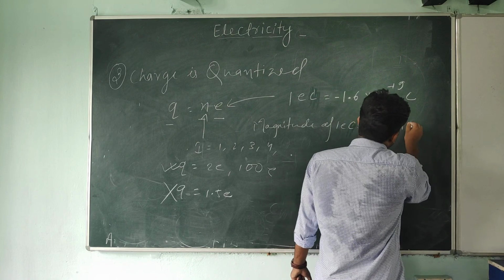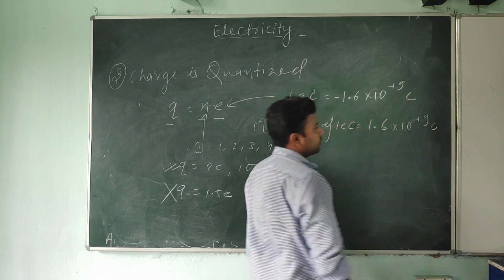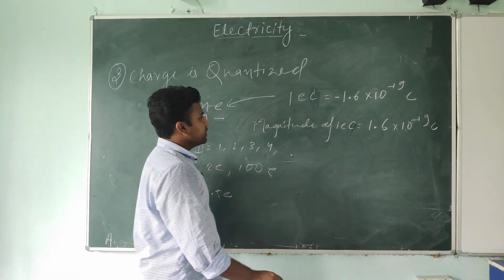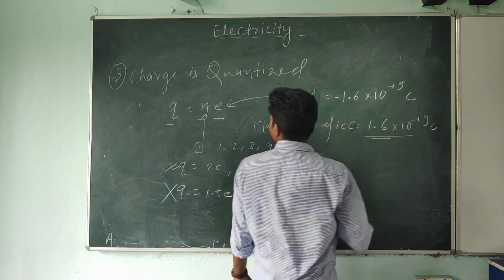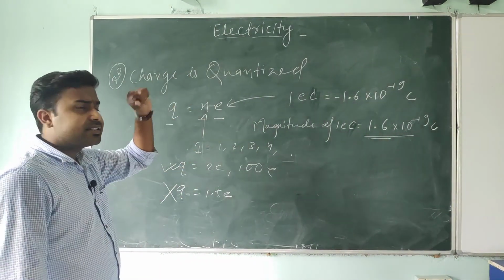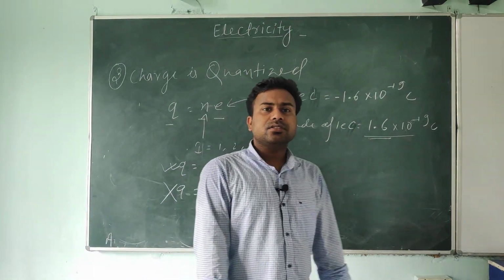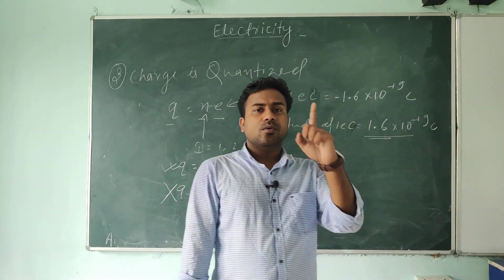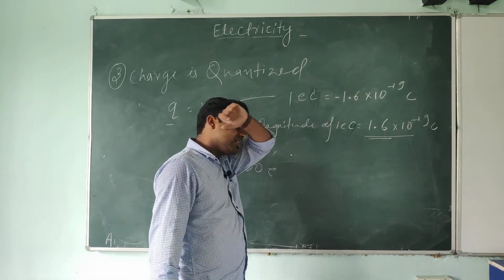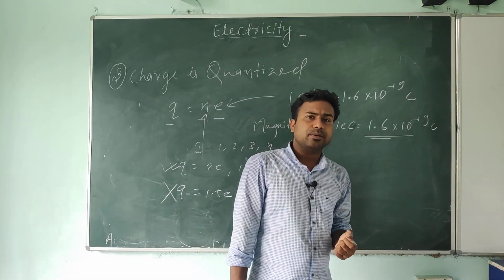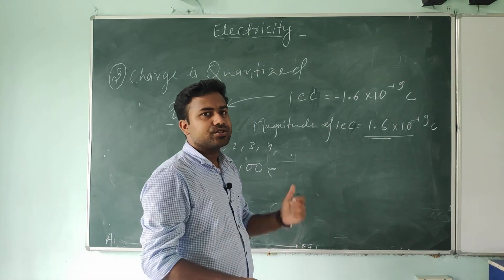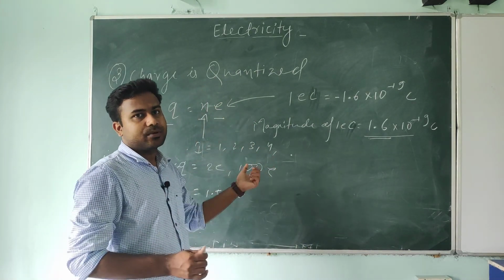1.6 into 10 to the power minus 19 coulomb. Is it or not? Okay students, once CBSE asked a question based on this: how many electrons are responsible for 1 coulomb charge? Look at this. If this is not given in detail in the NCERT book, it does not mean CBSE is not going to ask a question from this topic. CBSE will ask a question from this topic.